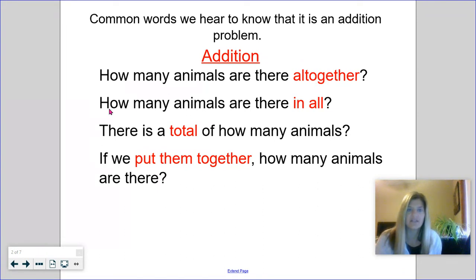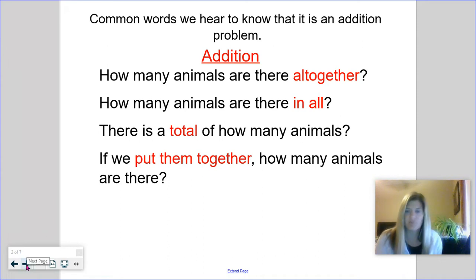Here's another question. How many animals are there in all? In all is also an important word to tell us we're adding. There is a total of how many animals. The word total tells us we're adding. And the last one, if we put them together, how many animals are there? So you can see right here, I'm showing you 4 different key words that you need to listen for in the question to find out, am I going to add or am I going to subtract?